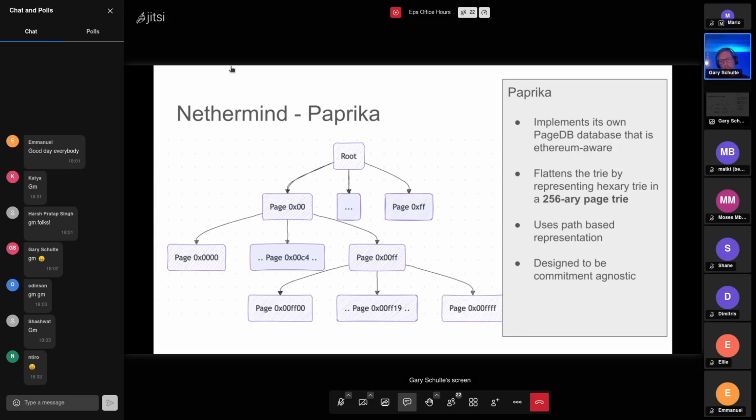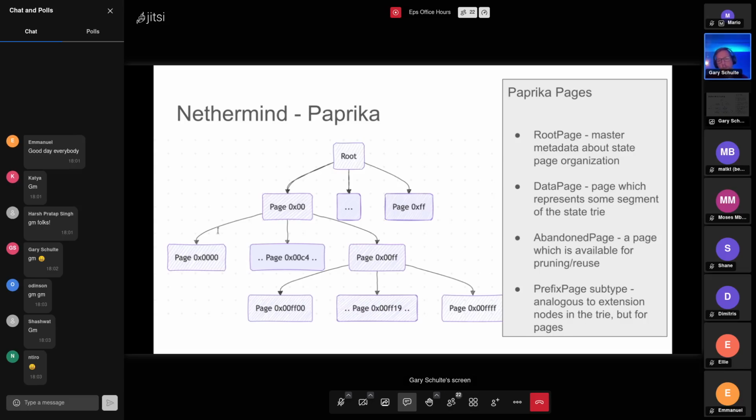I do know it's designed to be path-based and commitment agnostic. This is kind of their gateway into Verkle. I don't think that they're going to be using the half path in Verkle. They're going to be using Paprika for Verkle. So that's kind of their forward-looking strategy, and it seems really interesting. Karim and I were talking about maybe borrowing the idea of flattening the tree to a 256-ary flattened tree.